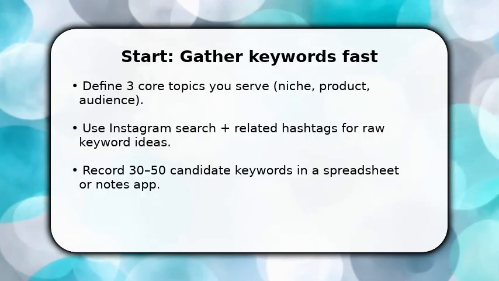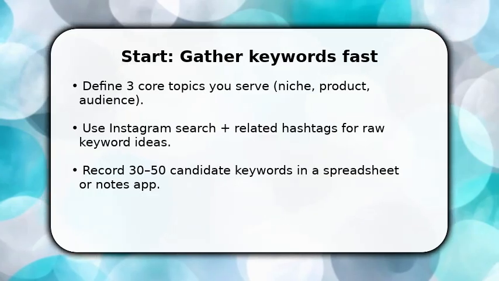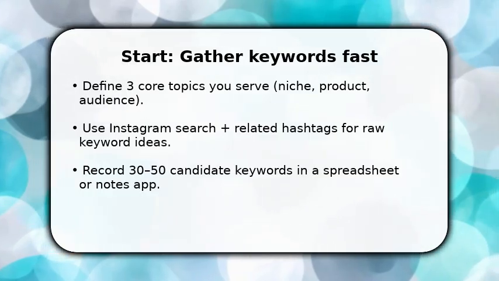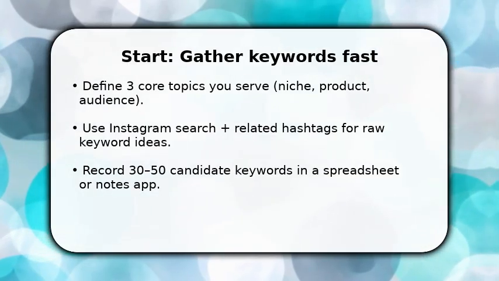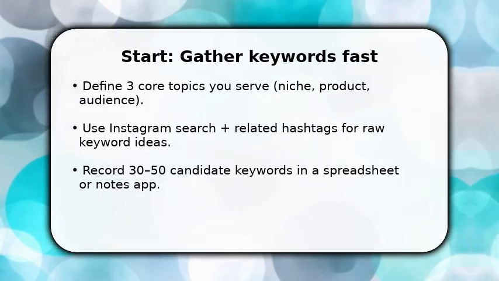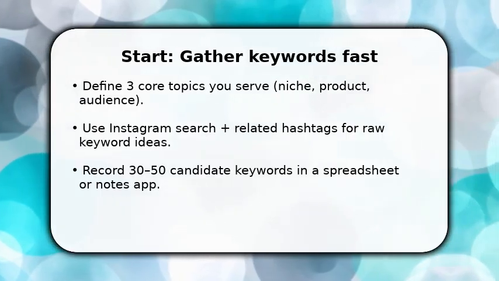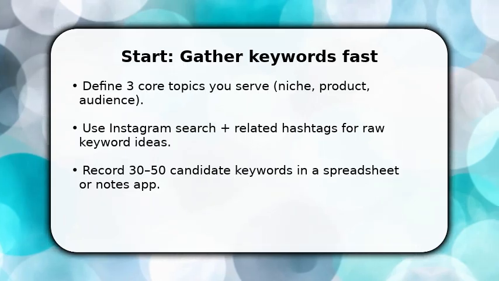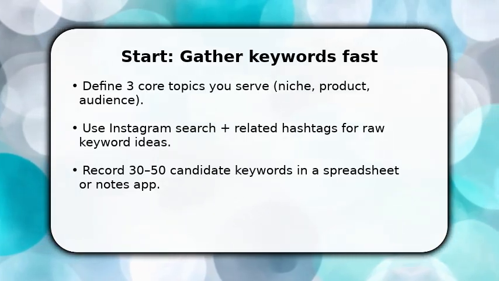You begin by narrowing the focus. Pick 3 core topics that represent your content, product, and audience. Once done, open Instagram search and type those topics to capture suggested accounts, hashtags, and phrases. These are raw keyword seeds.